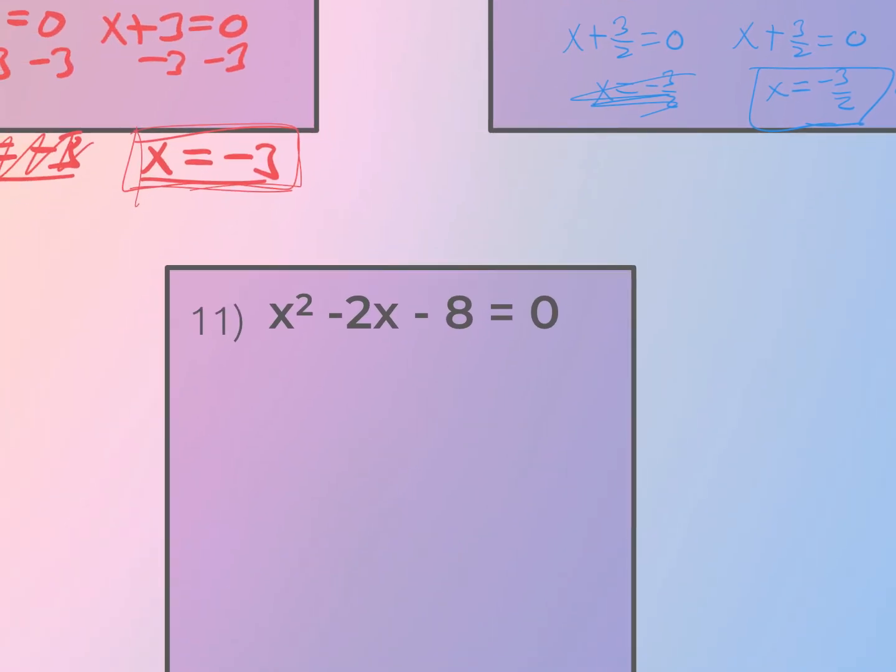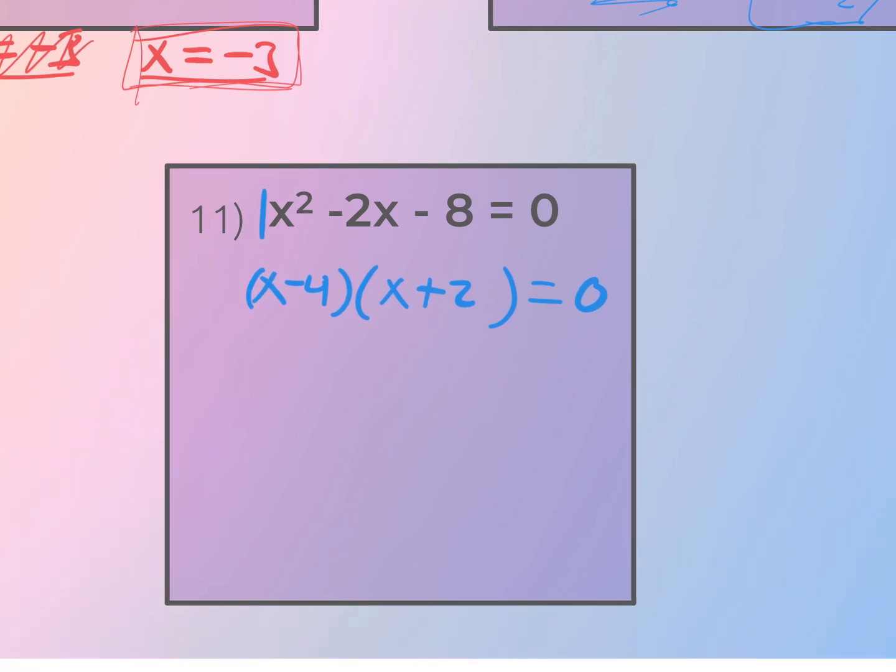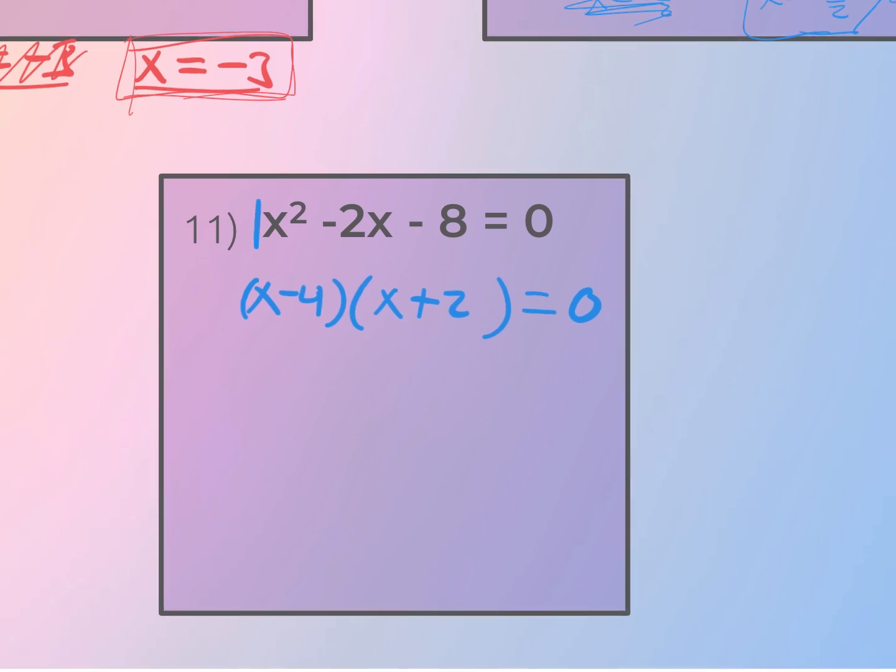All right, and now let's try one more. Let's try number 11. This one should be a little bit easier than the other two. This is the easy case where a equals 1. We have nothing in front of the x squared. So we're just looking for factors of negative 8 that add to negative 2. Those are going to be negative 4 and positive 2. Negative 4 times 2 gets you negative 8, and when you add them, you get negative 2.